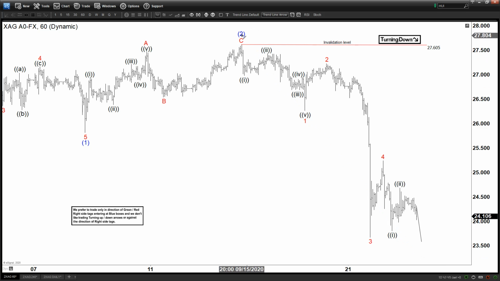And within that wave 3 in blue we have a subdivision of another 5 waves in the primary degree here, 1 2 3 4, right? And then now looking to finish with 5 of 3. So further downside can be expected, therefore, in silver, at least in the shorter cycle, as long as we stay below 27.6.